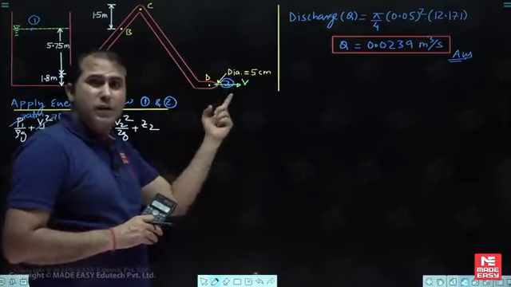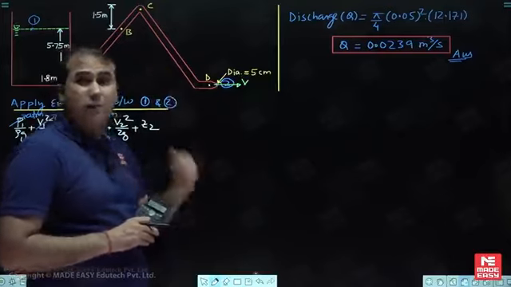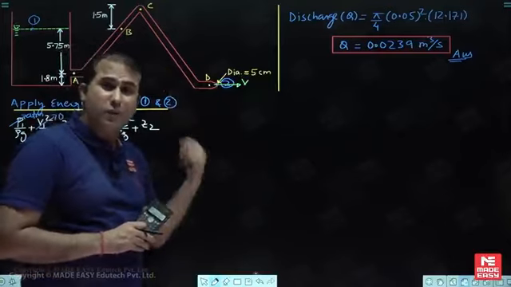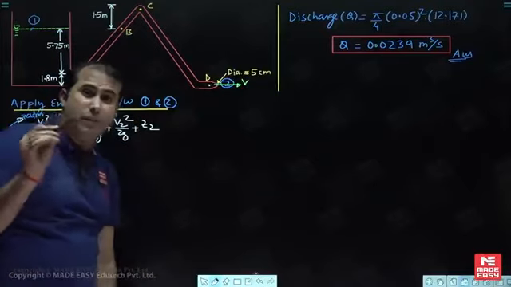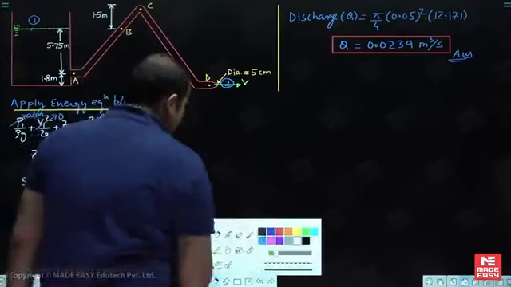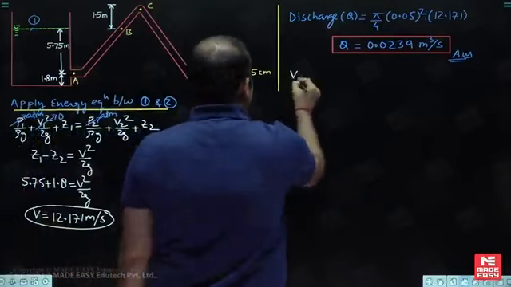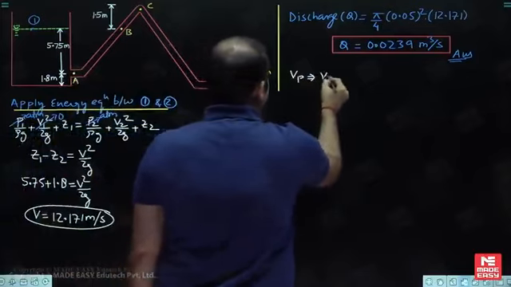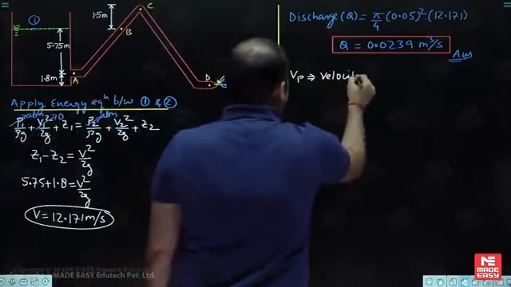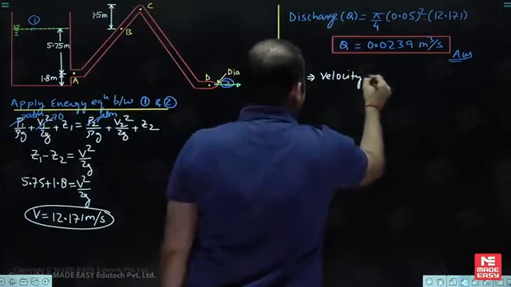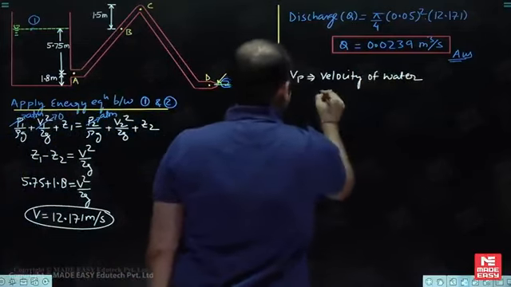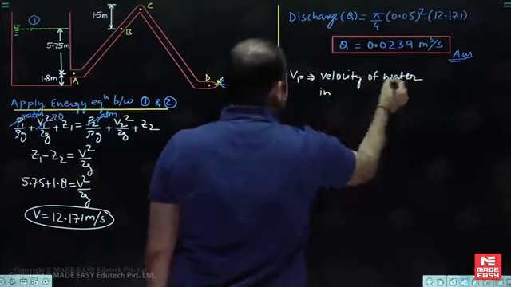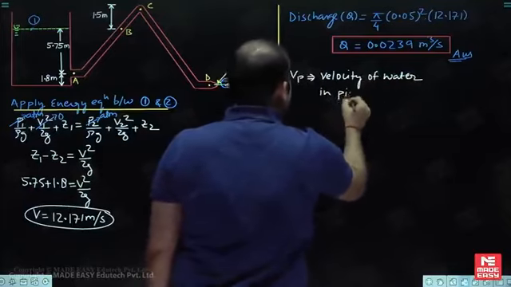So easily we can find out the value of the velocity in the pipeline, velocity of flow of water in pipeline. That is I am going to say Vp. So velocity of flow of water in pipeline, consider it Vp. So this is Vp, velocity of water in pipeline.